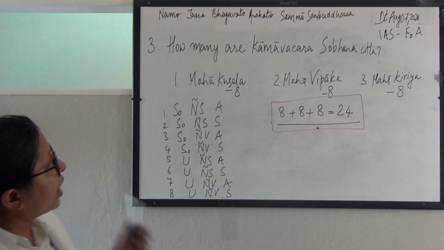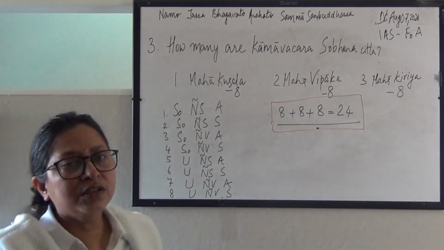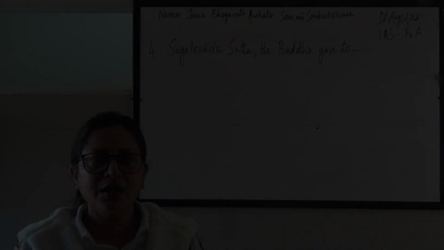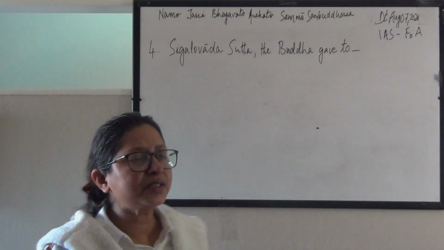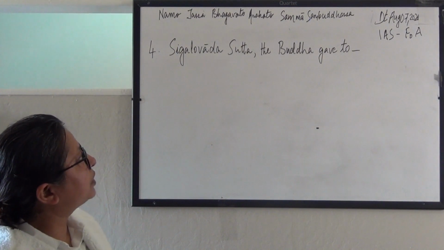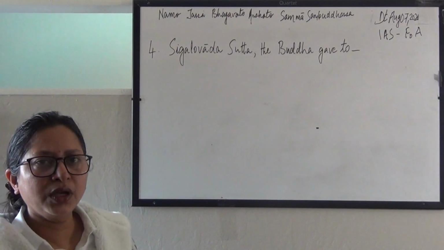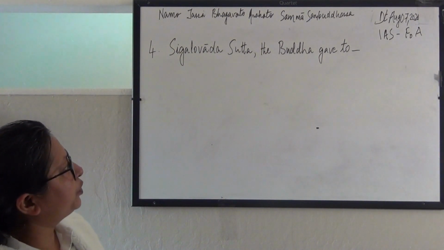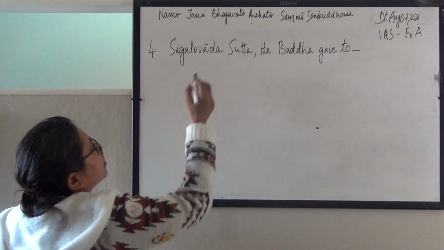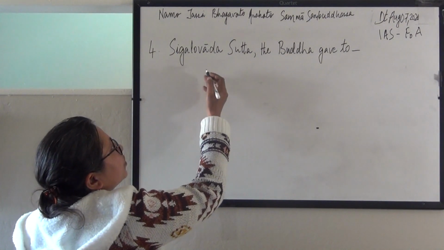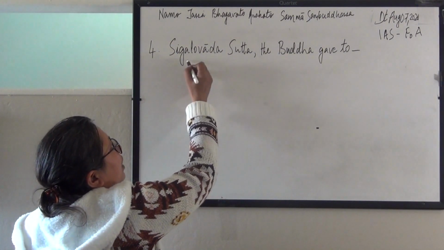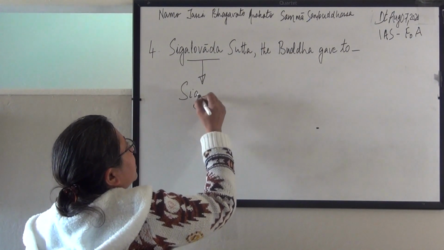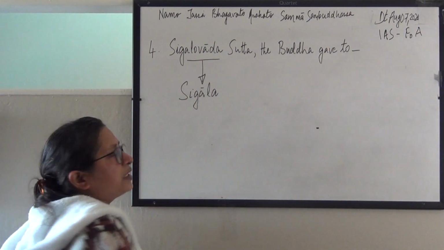How many are Kamavachara Sobhana Chitta? 24 Chitta. So the fourth question is: Sigalovada Sutta, the Buddha gave to. So who did the Buddha give this sutta to? The Buddha gave this sutta to Sigala. Now who is Sigala?